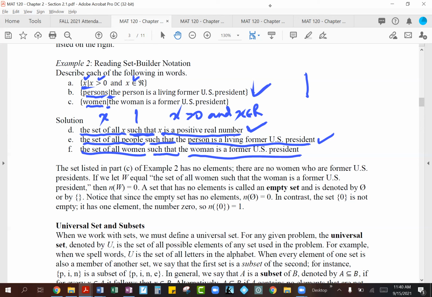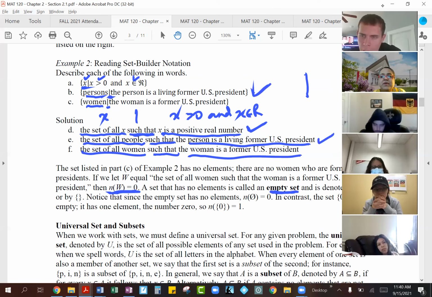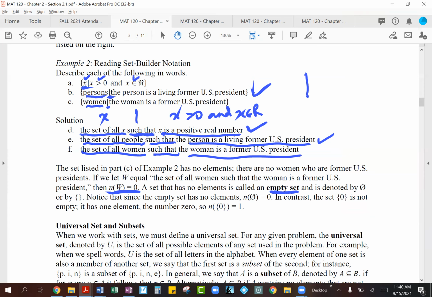For the last one, the woman is a former US president, this set is going to be an empty set, because obviously we've never had a woman US president, former or current, right? So that's going to be an empty set, and that means its cardinal number is going to be 0. A lot of times you have to be very careful about this number 0, because n(W), the cardinal number for the set of women US presidents, is 0, but the number 0 itself can be an element of a set. So they're trying to show you that distinction over here.